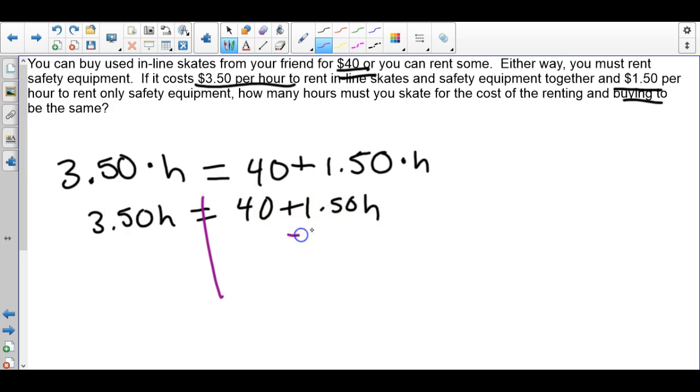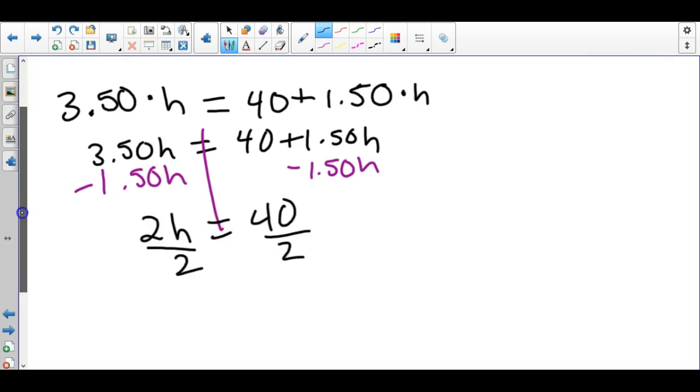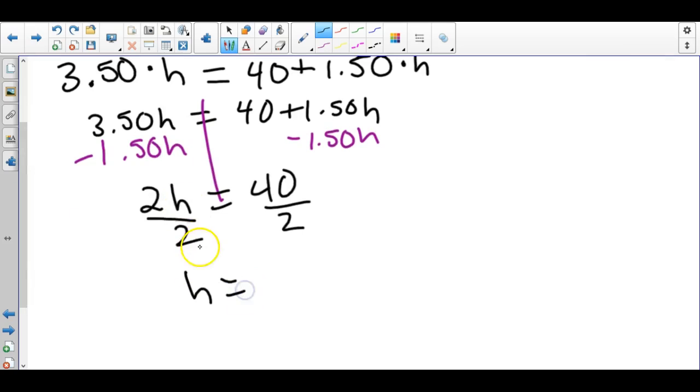So I'm going to pick the 1.50 and subtract 1.50 from both sides. 3.50 minus 1.50 is 2. And 2 times h, the opposite, is dividing by 2. So the number of hours you would need to skate is 20. You would have to skate 20 hours before buying the skates would be worth it.